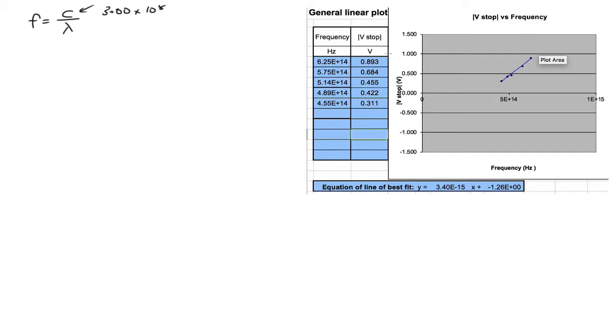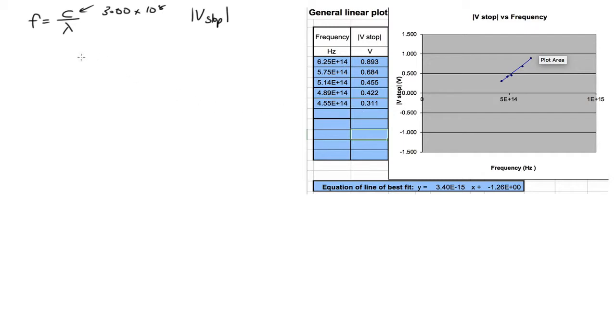Now, what I've plotted on the y-axis is the magnitude of the stopping voltage. The reason I don't include the negative is that the negative is just about the direction in which the voltage is being applied, so it's not important. It's not what we want in this case. What we want is the magnitude of that stopping voltage.